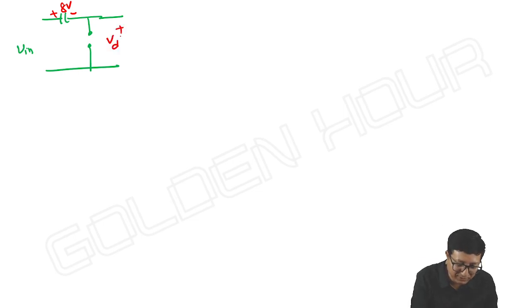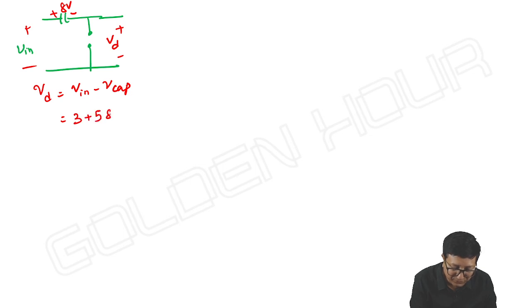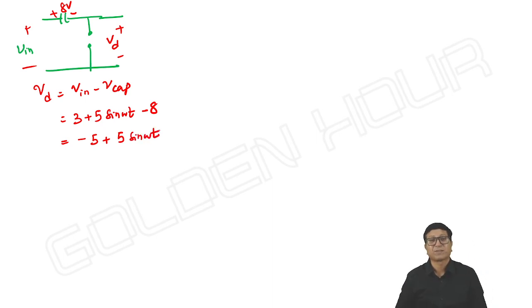So, what is our output? Once the diode is off, Vd is equal to V input minus V capacitor, which is 3 plus 5 sine omega t minus 8 volts. Ultimately, the equation is minus 5 plus 5 sine omega t. That's it.